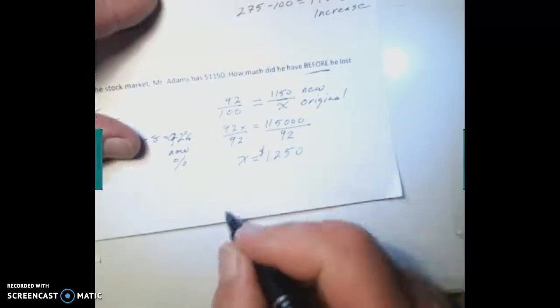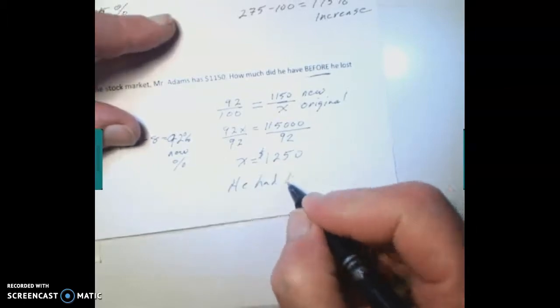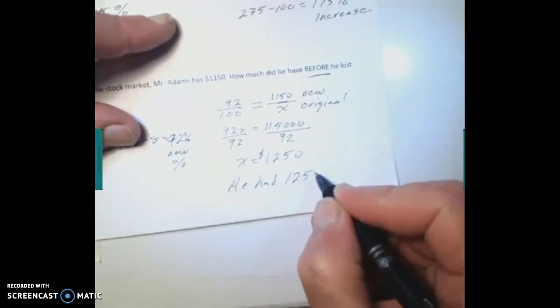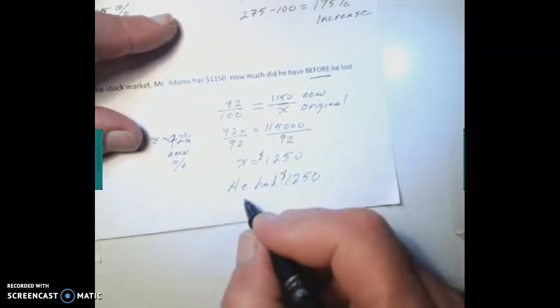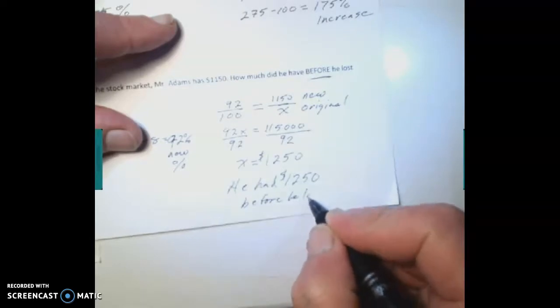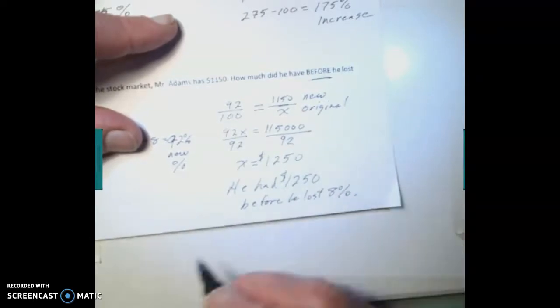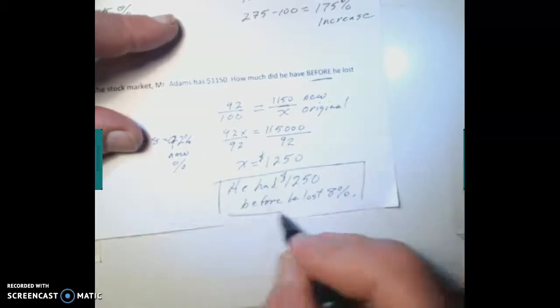He had 1,000, yes, you could even say it. He had $1,250 before he lost 8%. Okay, that is our answer.